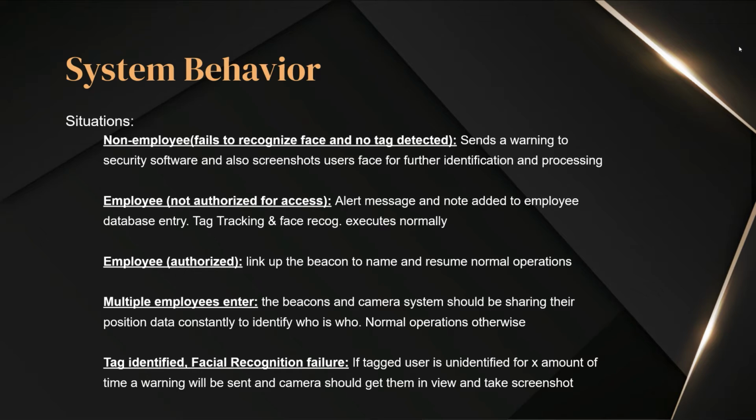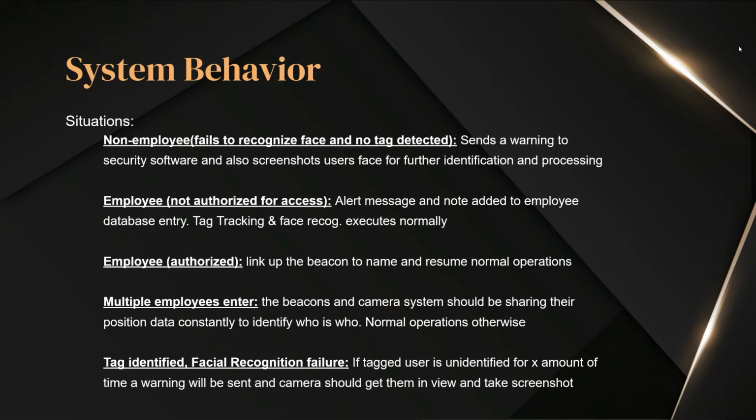The next situation is where an employee with unauthorized access tries to enter. An alert message will be sent again, and a note will be added to that employee's database. Otherwise, the tracking and the facial recognition will execute normally. In the next situation, the ideal situation, there's an employee who enters and they're authorized. All we'll do is link up the beacon to the name, and we'll have normal operations there.